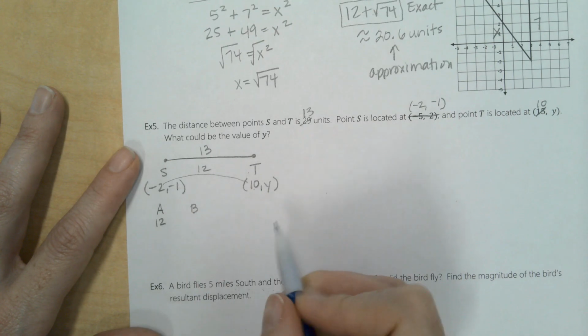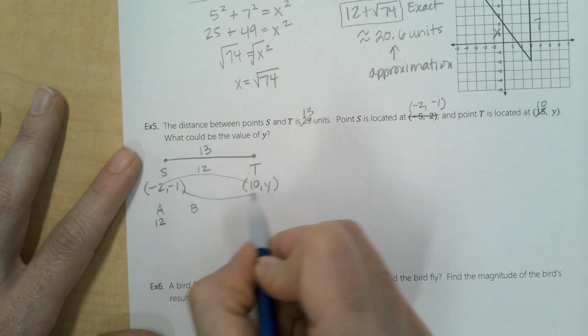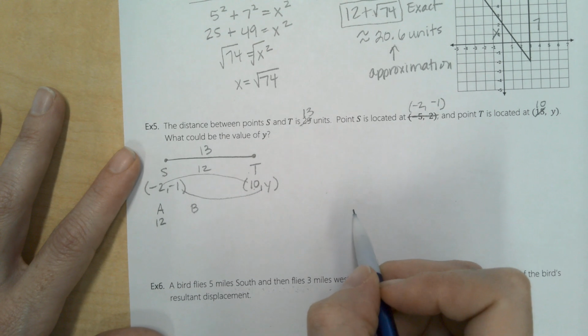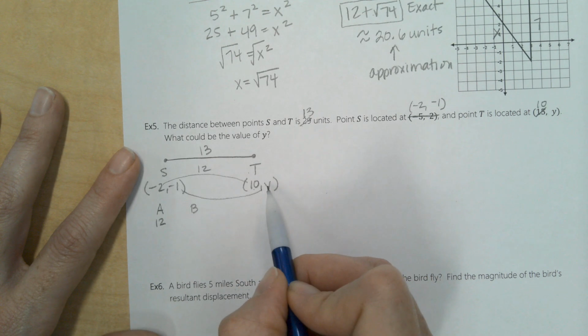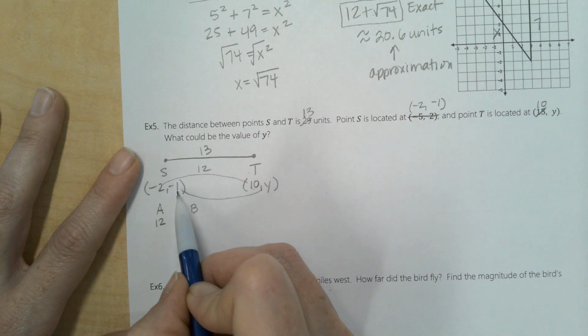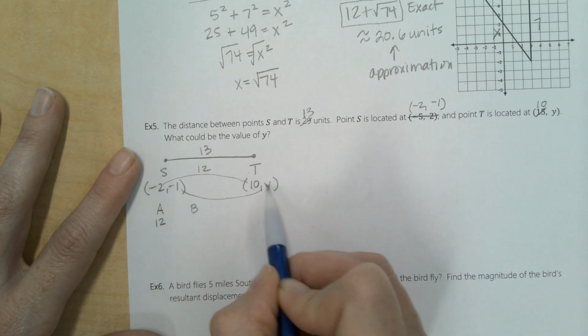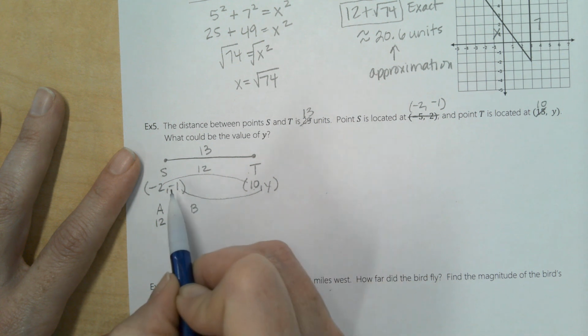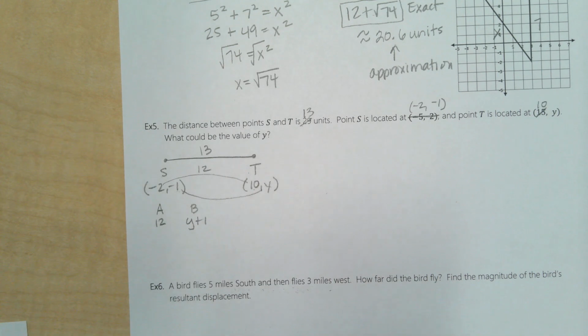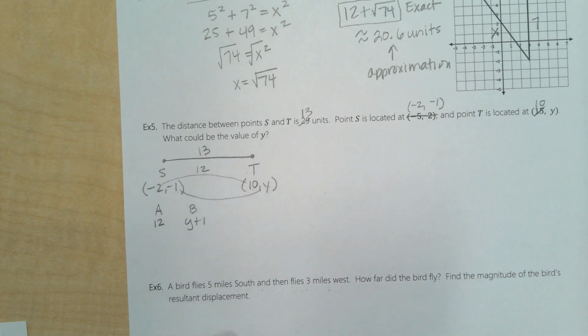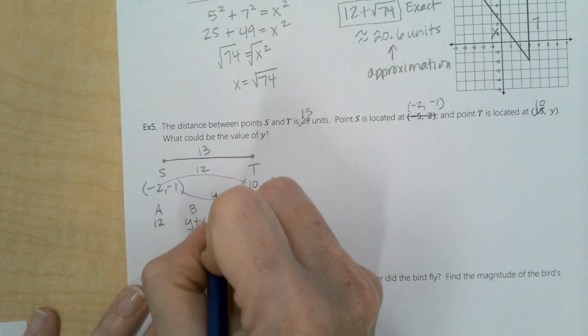Your B is going to be your distance between your Y values. When we do distance, remember we're going to take Y minus your other Y. We're going to start here and subtract. So Y minus -1 is actually Y plus 1. Are you with me? Okay. So this is Y plus 1.